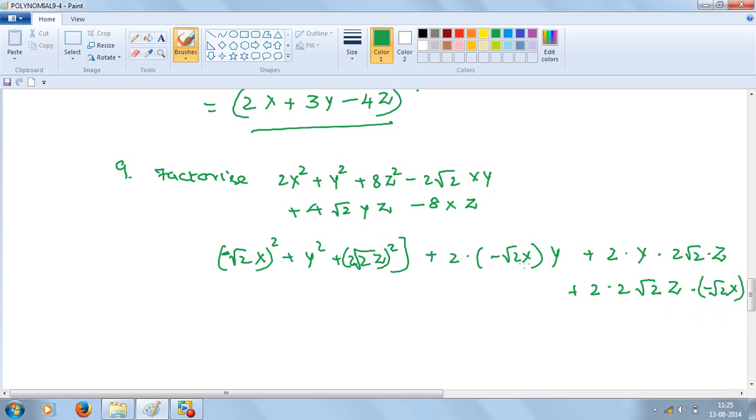So you are getting this 2 root 2 xy, you are getting 2 into 2 become 4 y root 2. 4yz into root 2, you get here 2 into 2 root 2, 4 root 2 into again this root, 4 root 2 into 2 root 2 becomes 4 into 2 is equal to 8. 8xz, minus is that. So it is equal to minus root 2x plus y plus 2 root 2z the whole square.